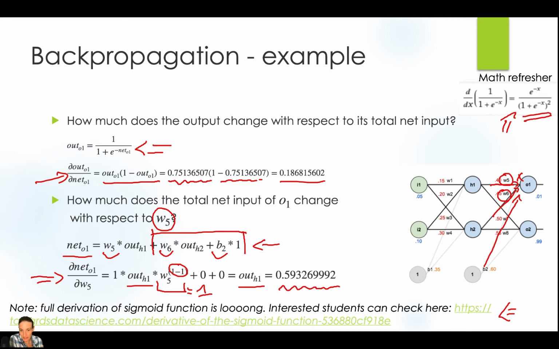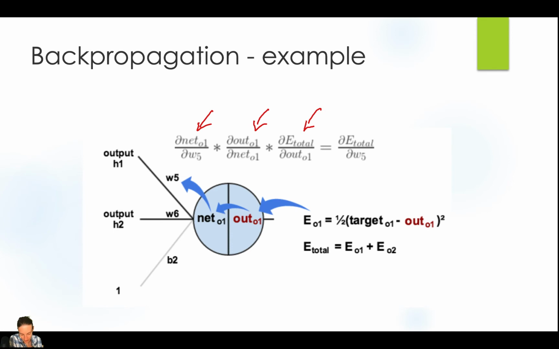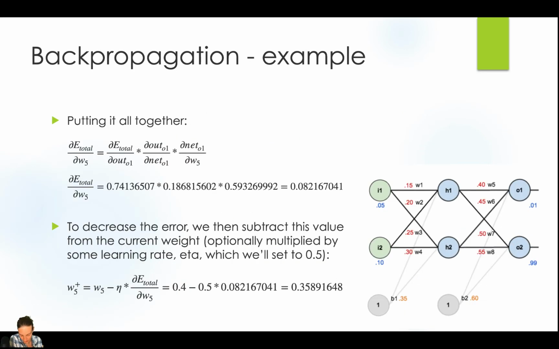Okay. Now, to get the final partial derivative, remember here, we need to multiply these three elements to get the final value. All right, so here's the formula again. Multiplying these three elements that we calculated gives us the partial of the total error given a change in W5.